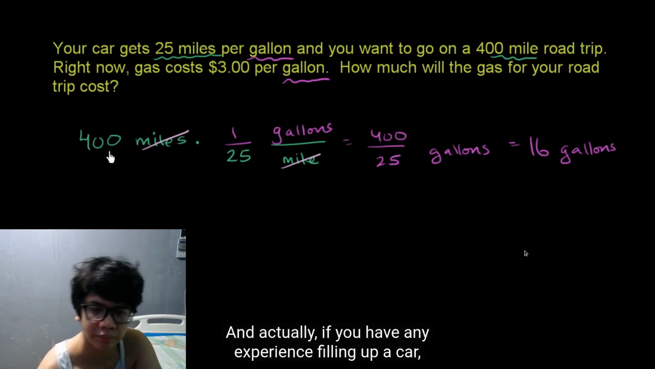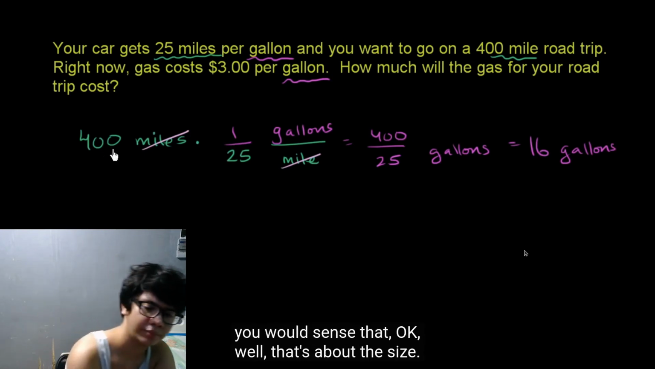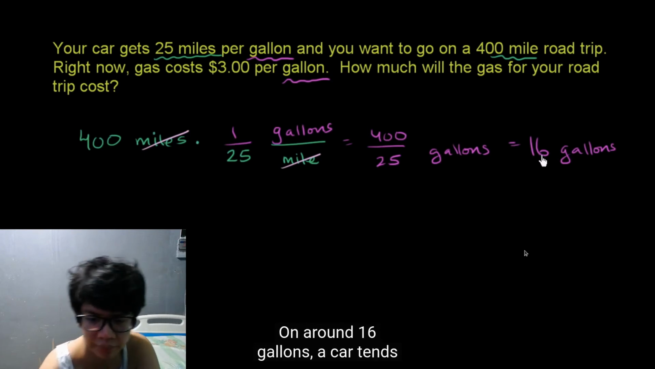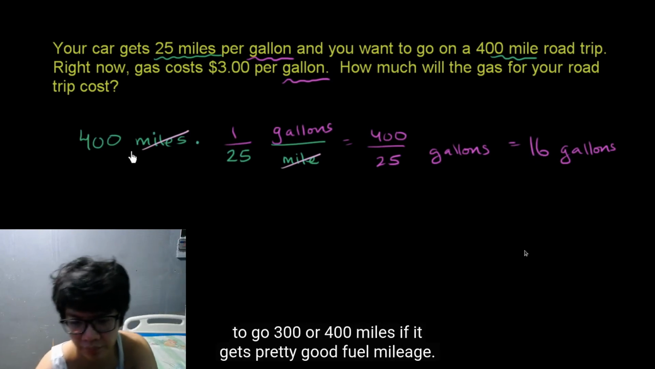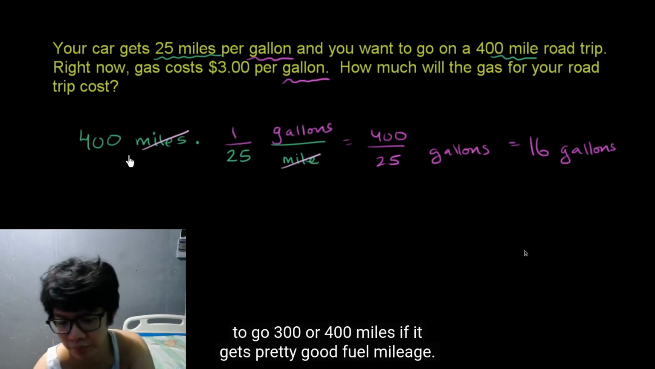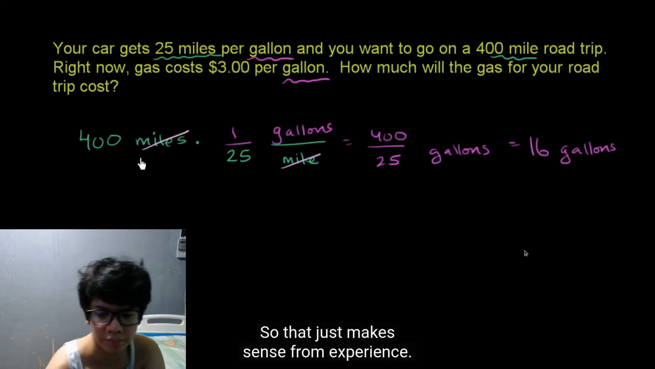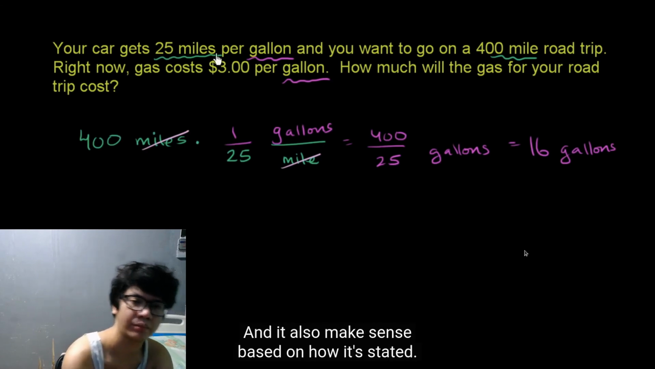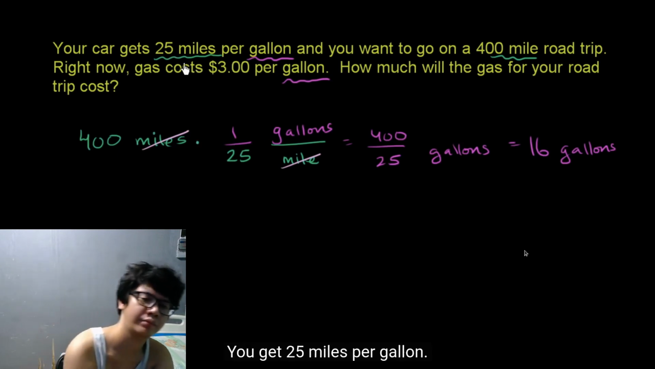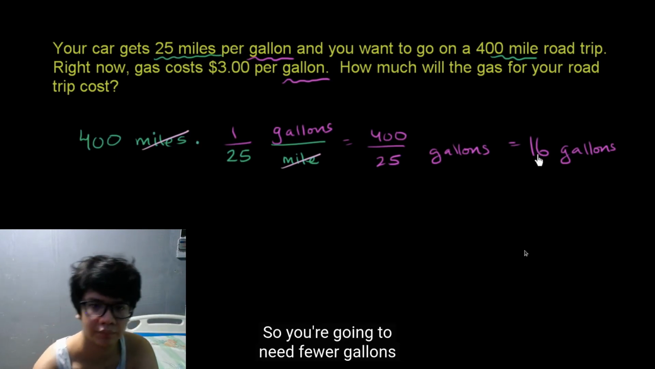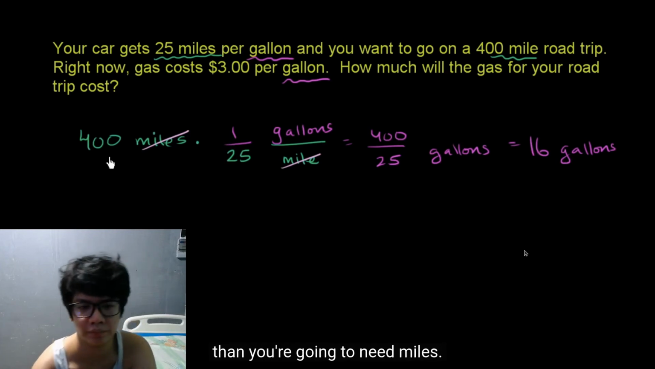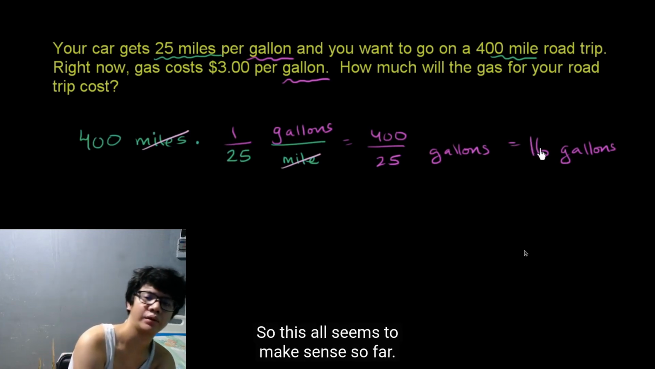Well, sure it does. And actually, if you have experience driving a car, you sense that around 16 gallons is about the size. A car tends to go 300 to 400 miles if it gets pretty good fuel mileage. That just makes sense from experience, and also from how it's stated. You get 25 miles per gallon, so you're going to need fewer gallons than miles. So this all seems to make sense so far.